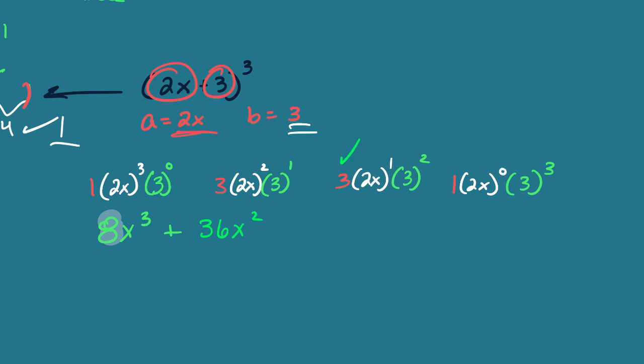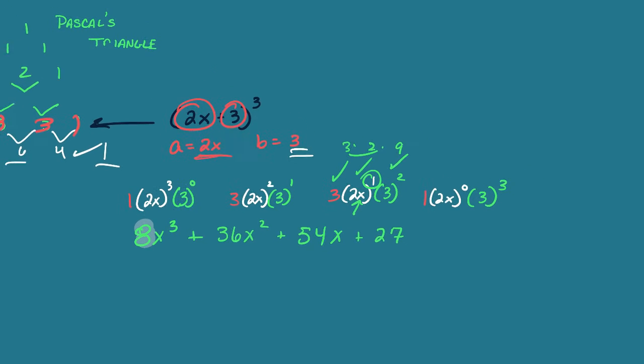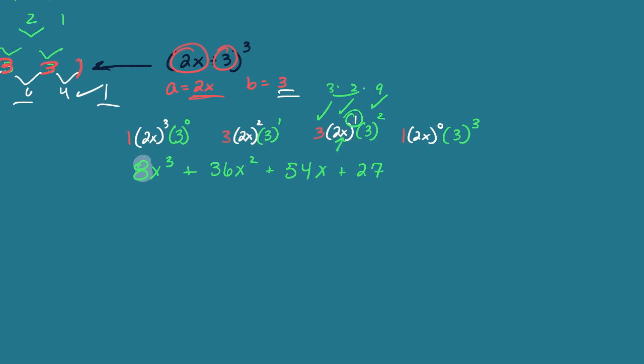Next, I've got a 3 times a 2 to the first, which is 2, times a 3 squared, so that's a 9 times a 2 times a 3, or 6 times 9. 54, and I've got an x to the first in there. You can see the x to the first right there. Then my last term, I've got 2x to the 0, so that's 1 times 1, and 3 cubed is 27. And there, I've just done that entire expansion.